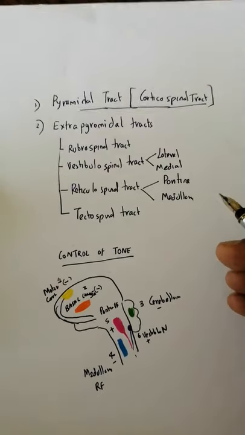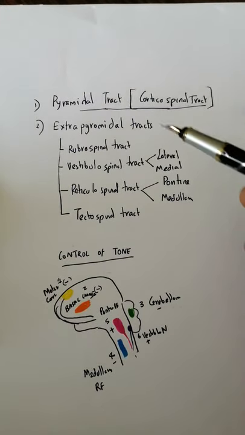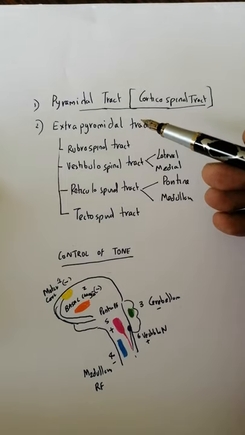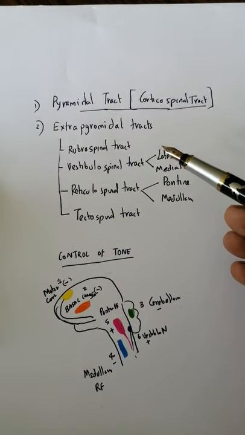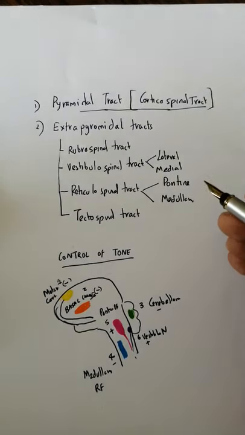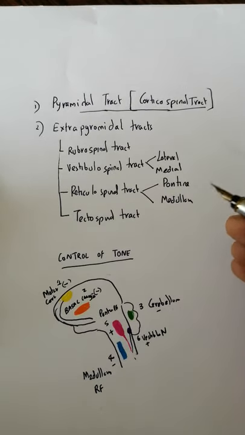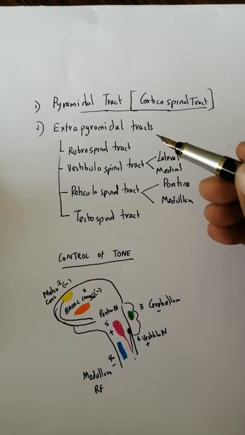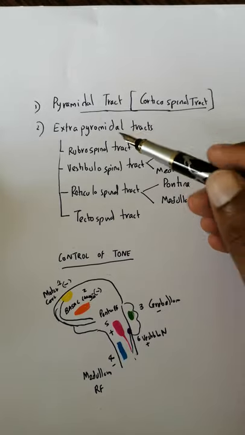So as I said, there are two types of descending tracts. You have the pyramidal tract and then you have the extrapyramidal tracts. The objective of this video is to describe some of the causes and functions of the descending tracts. But predominantly it's going to be an assignment for you. So I'm just going to list out the names and some details.